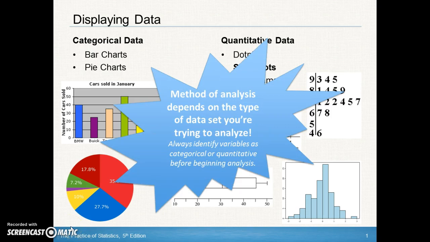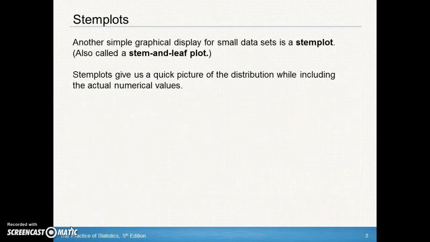So recall that the method of analysis that we use to look at a data set depends on the type of data we're trying to analyze, whether it's categorical or quantitative, and within the quantitative realm, different graphs have different advantages. So we're going to start off by talking about stem plots or stem and leaf plots, which you saw in middle school. Stem plots give us a quick picture of the distribution we're looking at while actually including real numerical values.